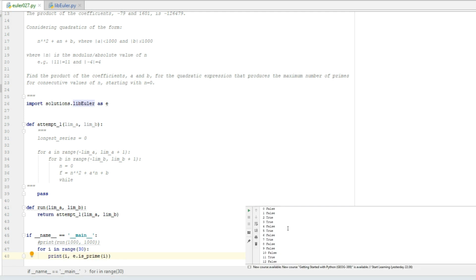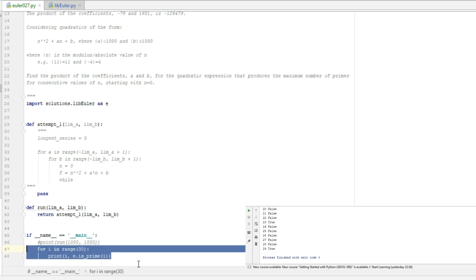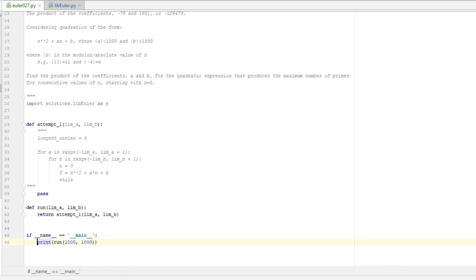2 is prime, 3 is prime, 4 is not, 5 is, 7 is, 9 is not, 11 is, 13 is, 15 is not, 17 is. This seems to work just fine. Alright, so content with our isPrime method, we can use it in our production code. Let's get this back.